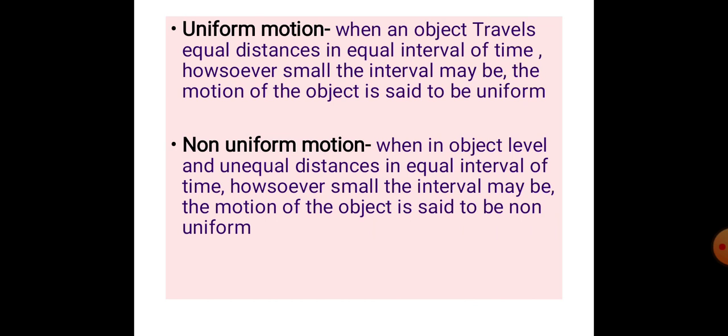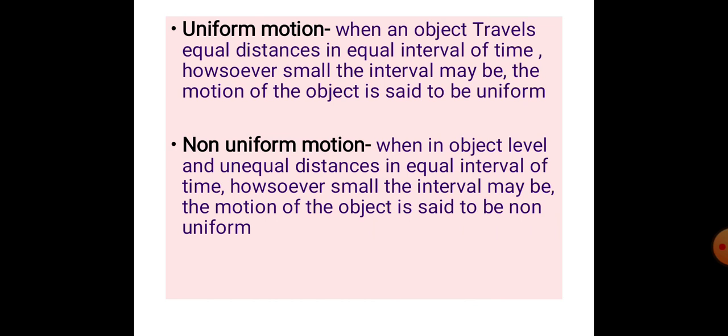However, in the broader sense, we do not mind even when the time interval is larger. The motion of the car is taken as uniform when it covers a distance of 60 km in every 1 hour. Now the second topic is non-uniform motion.